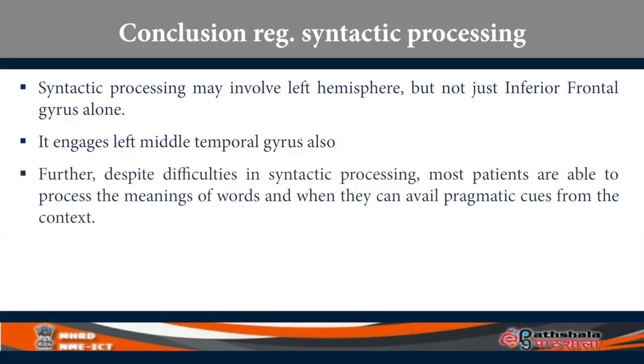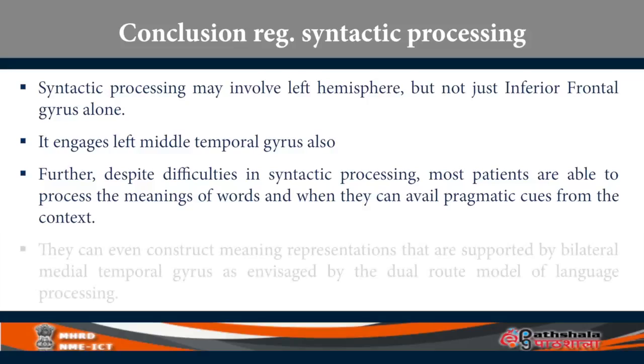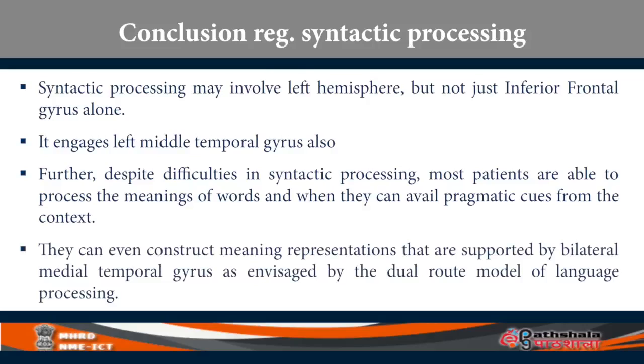Further, despite difficulties in syntactic processing, patients are able to process meanings of words when they can draw on pragmatic cues from the context. If the context allows them to interpret the sentence differently, they are able to do it. Alright. So, they can even construct meaning representations that are supported by bilateral medial temporal gyri as envisaged by the dual root model. I have discussed the dual root model of language processing in an earlier module. Please go and read that.